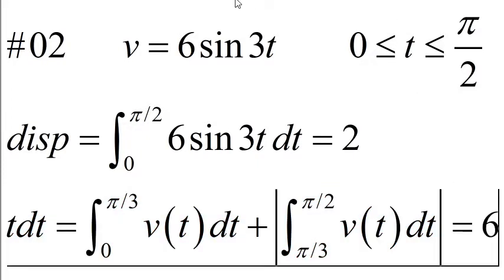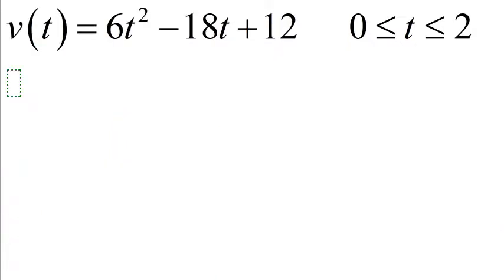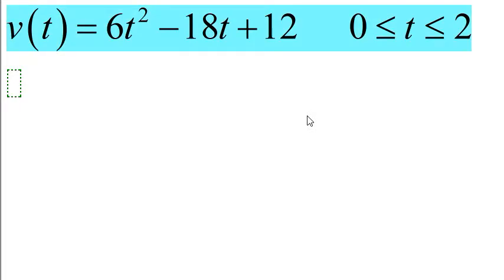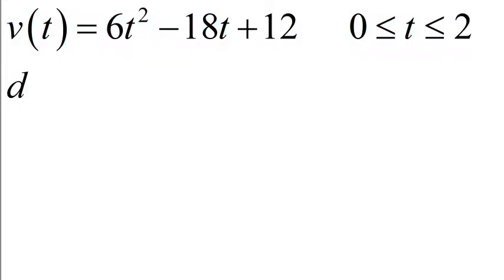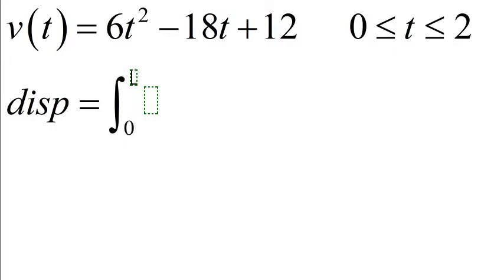All right, let's do one more of these. We're going to look at number 4, 6t squared minus 18t plus 12, going from 0 to 2. It's going to be the integral from 0 to 2 of 6t squared minus 18t plus 12. Displacement is pretty easy. It's just the integral over the interval. Got my calculator.